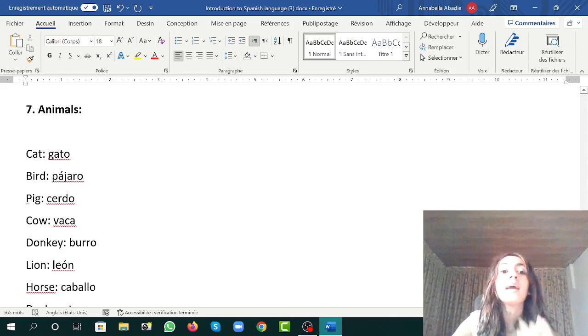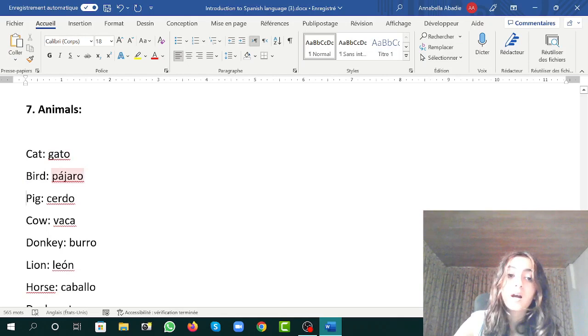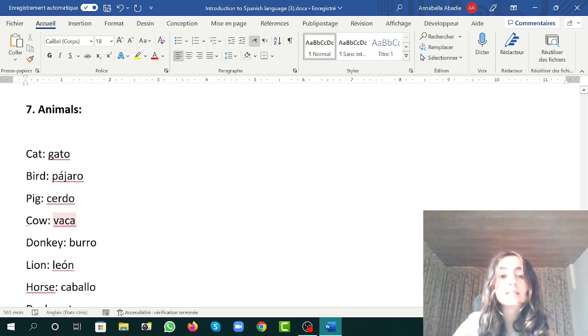Now for number seven, we have the animals. Cat in Spanish is gato. Bird in Spanish is pájaro. Pig is cerdo. Cow is vaca. Donkey is burro. Lion is león.